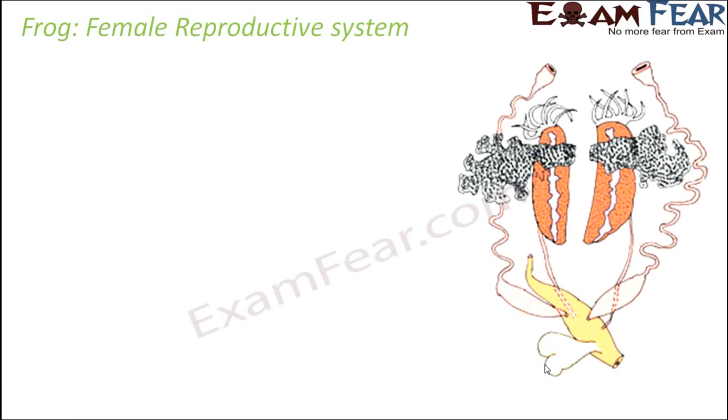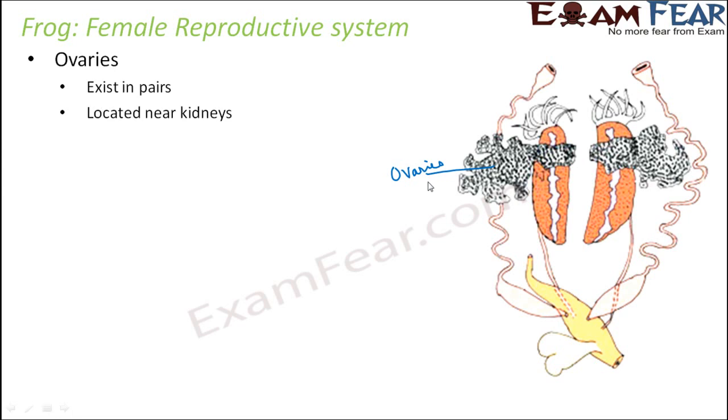Now let us talk about the female reproductive system. In the female reproductive system, they have ovaries which again exist in pairs and they are located near kidneys. They are the ones which produce the eggs. So where are the ovaries? These structures are the ovaries. They also exist in pairs.